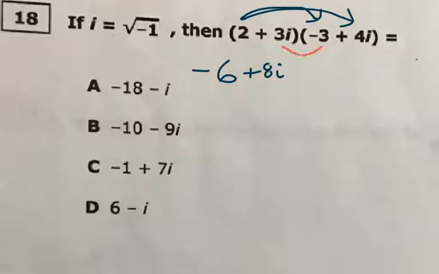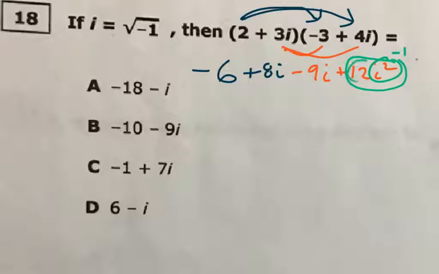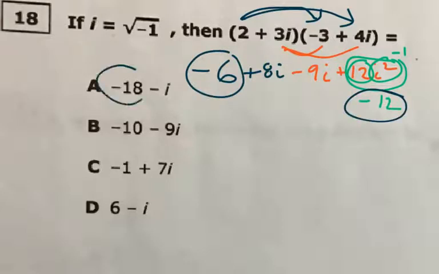Then I'm going to go 3i times -3i, -9i. And then finally 3i times 4i plus 12i squared. Right here is really the only trick to complex numbers. You have to remember that i squared means it's going to be a -1 times 12. So basically the whole thing changes to -12. So as you can see, hopefully, -6 and -12 make -18. 8i minus 9i is -1i. Pause the video if you need to.